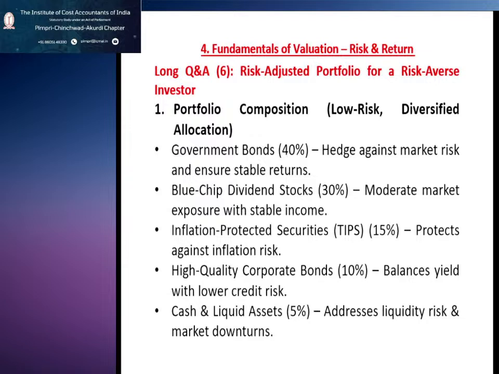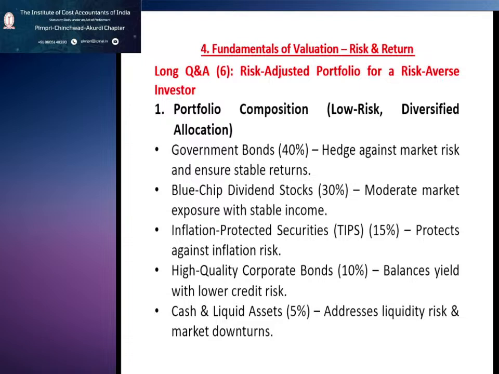Then we saw the risk adjusted portfolio for a risk averse investor, how portfolio composition should be. So low risk and diversified allocation, and this is how the composition should be ideally. Government bonds almost 40%, blue chip dividend stocks to the extent of 30%.